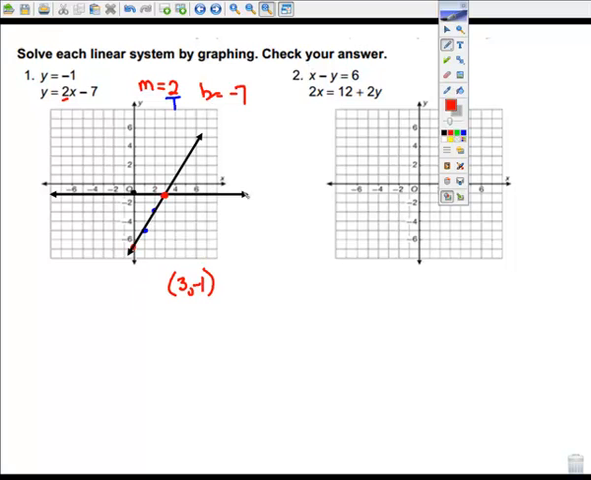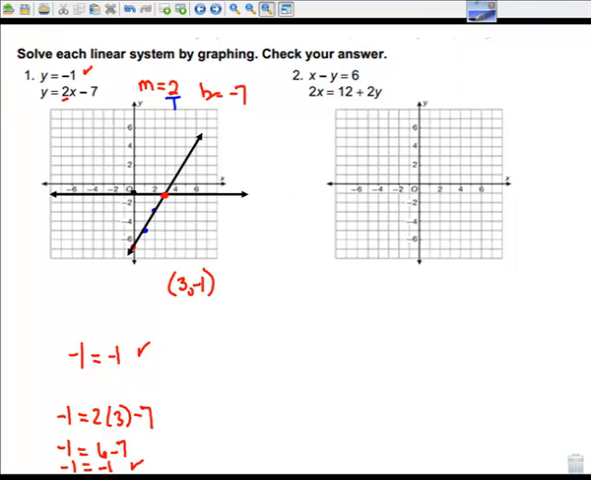So my solution is the point (3, -1). Now it's asking us to check our answer. So we're going to substitute this point (3, -1) into both of these equations and see if it makes a true statement. So if I put it in here, my y is -1, and that equals -1. So it worked right here. When I substitute it into the second equation, y is -1 equals 2 times the x, which is 3, minus 7. And now I just have to work this out and make sure that it's a true statement. So -1 does equal -1. So it showed me that my graph was correct. I did graph those the right way.